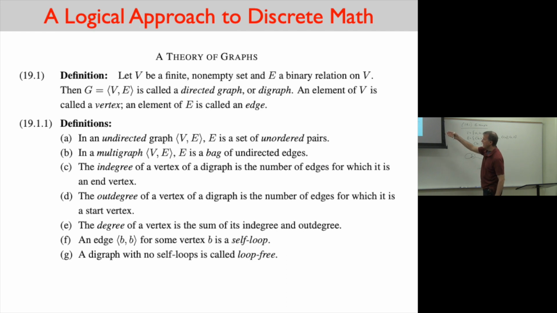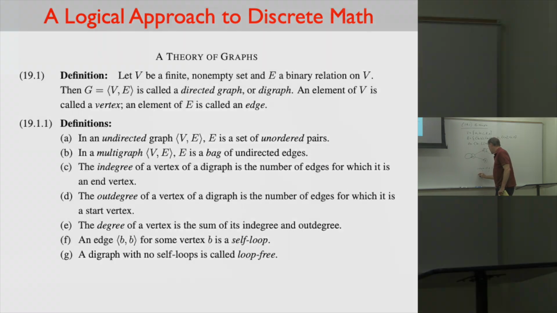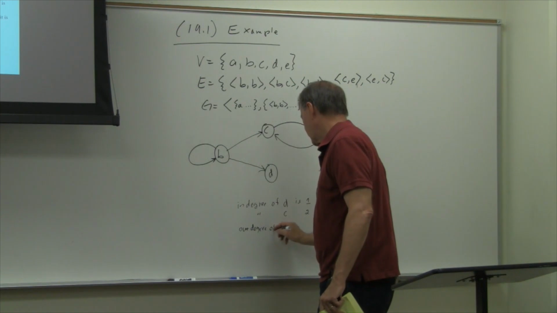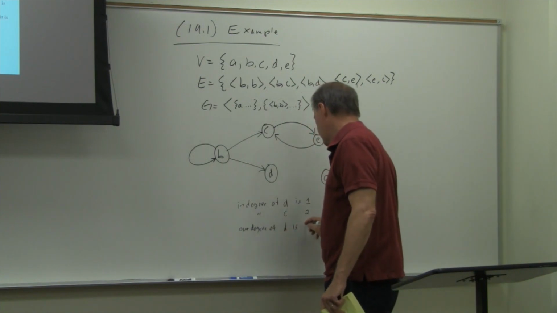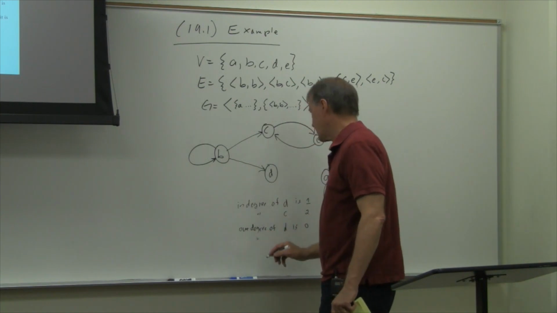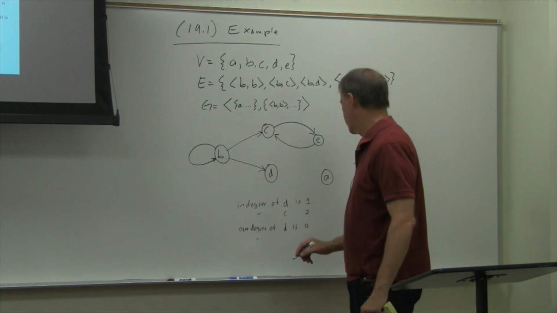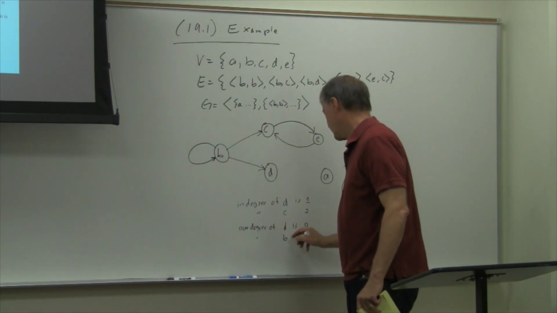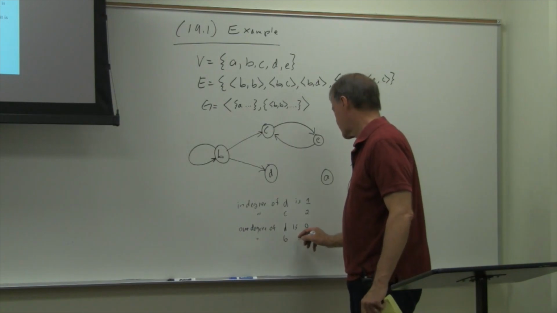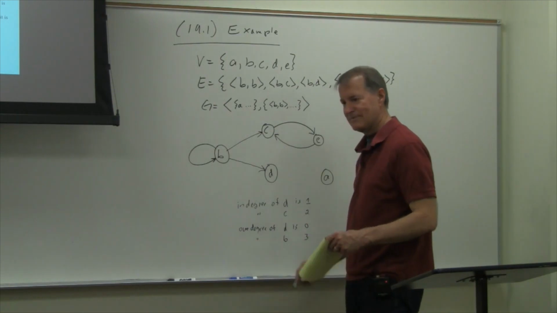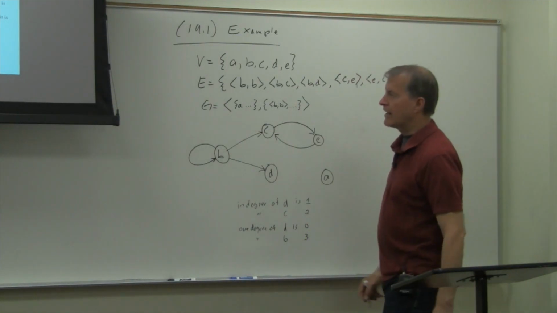What's the next one? The out degree of a vertex of a digraph. So we're talking about, is everybody clear? The out degree of a vertex D of a digraph is the number of edges for which it is a start vertex. So how about the out degree of D? Correct. Out degree of D is 0, and what's another example? Of B is 3. Oh, good example. Okay, and now what else do we have?